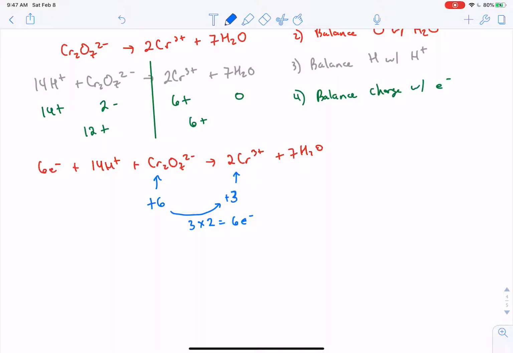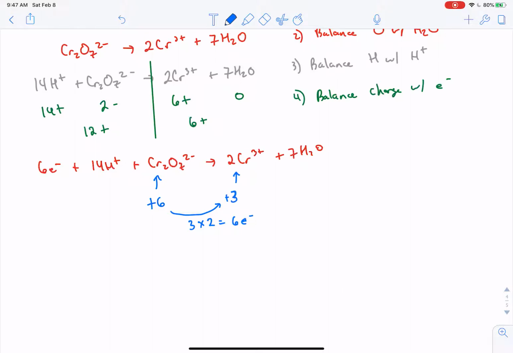A lot of students make mistakes on the electron step. Always a good idea to check that. Go, okay, did my oxidation numbers match the change in electrons I have? If they don't, you did something wrong somewhere. So it's good to check that back. Again, chemistry is all about checking your answer, finding ways to verify or justify your result. Okay?